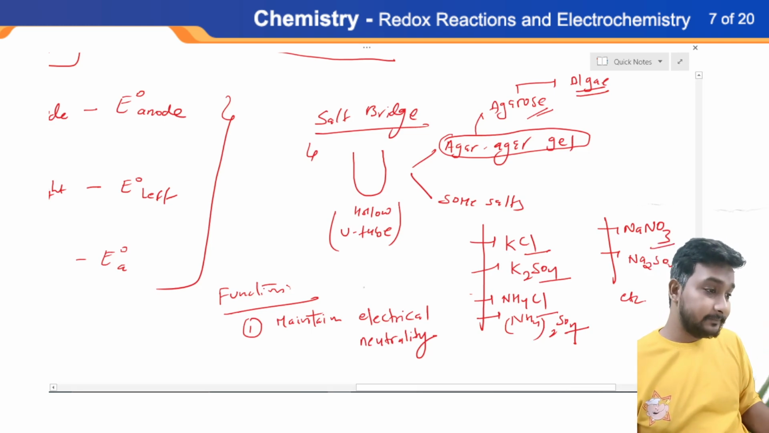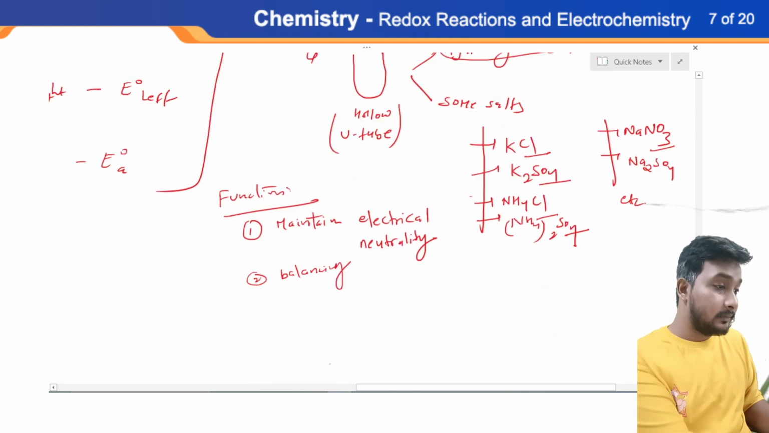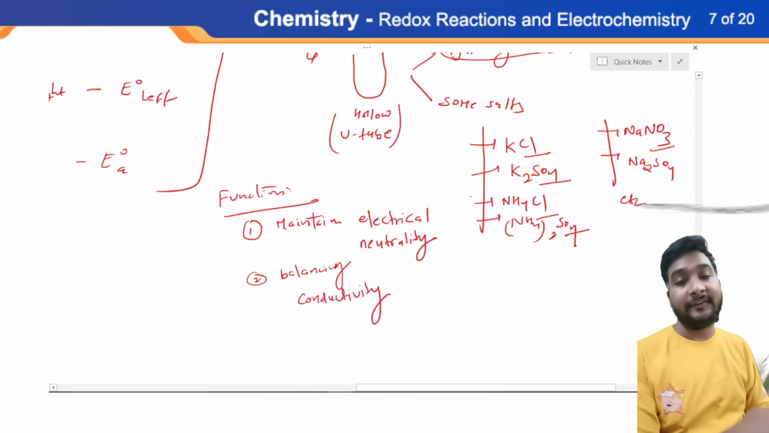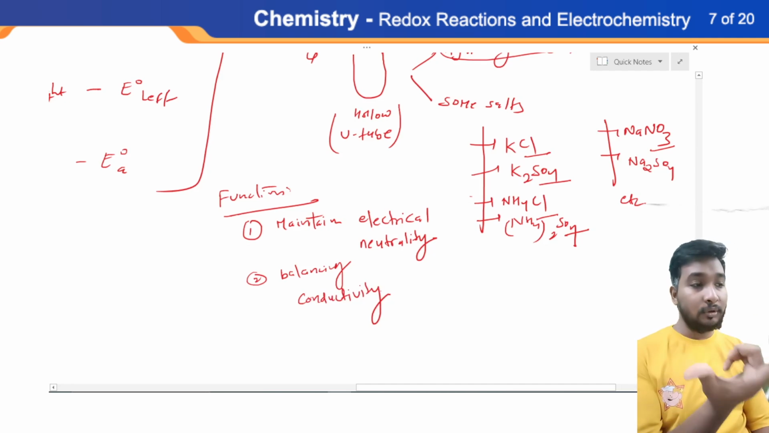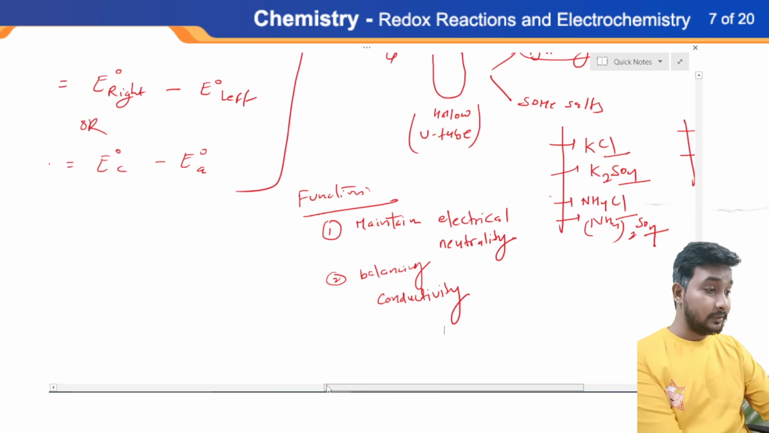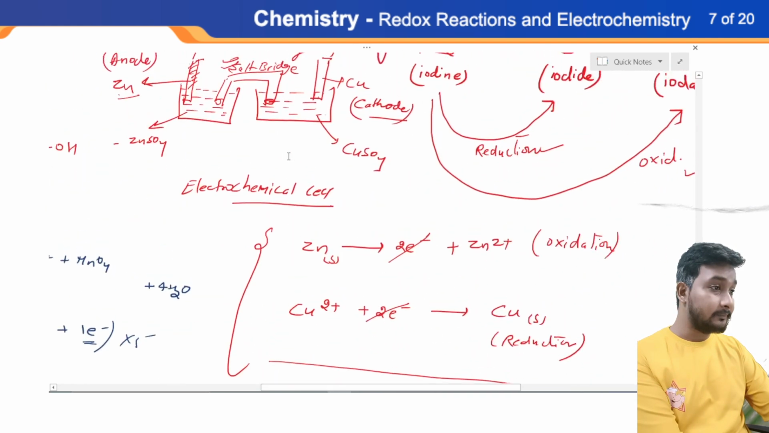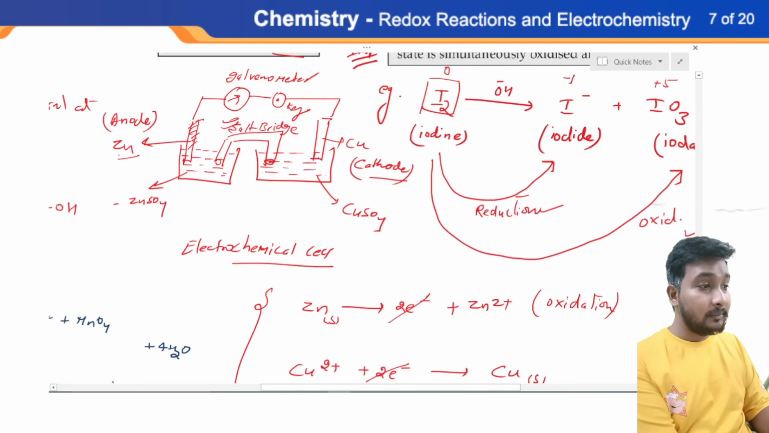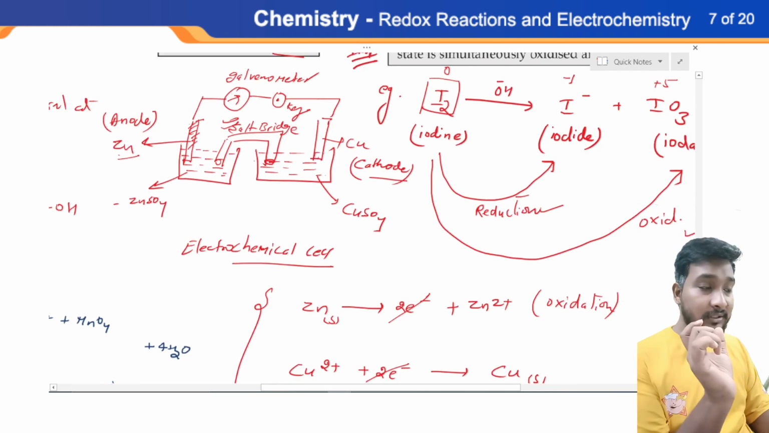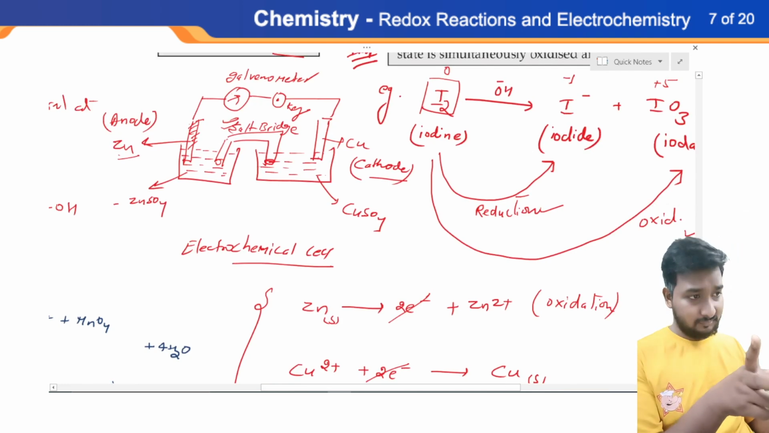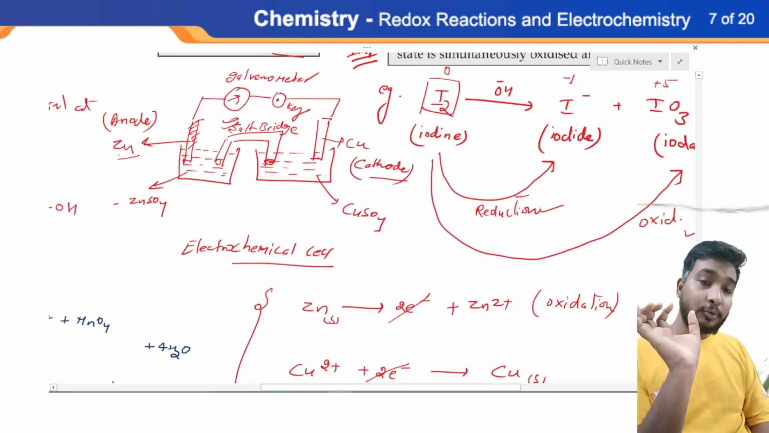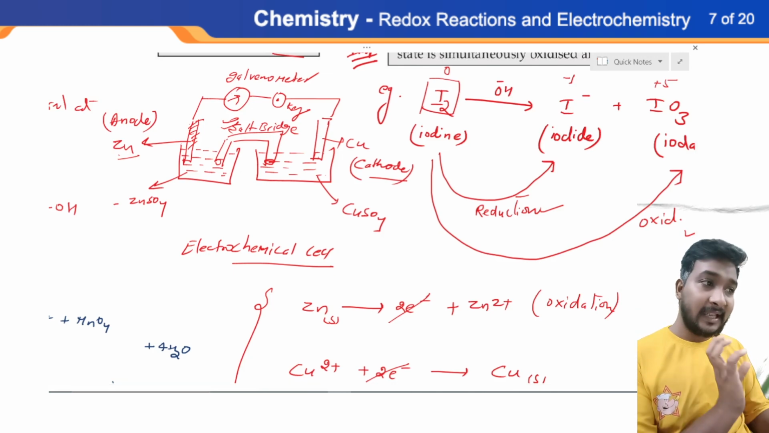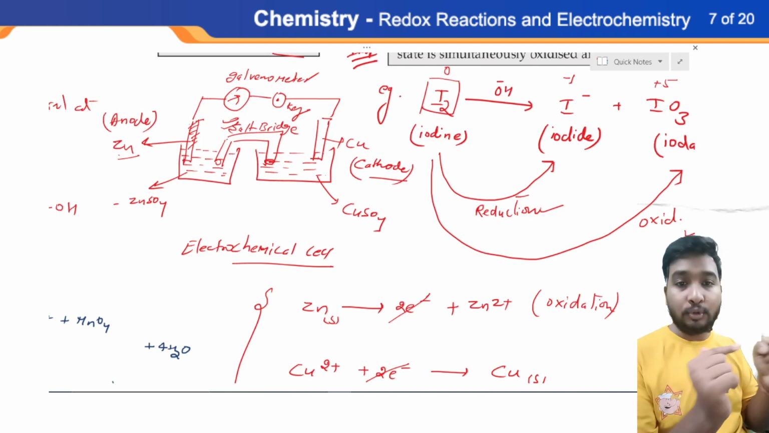Okay? And the second function is for balancing conductivity. For balancing conductivity, both the beakers are separated from each other. You know that we have made the diagram. If we remove this salt bridge, both the beakers will be separated from each other. Current or charge will not flow from one point to another point, right? To make the circuit complete, we have to add salt bridge by attaching both the beakers.